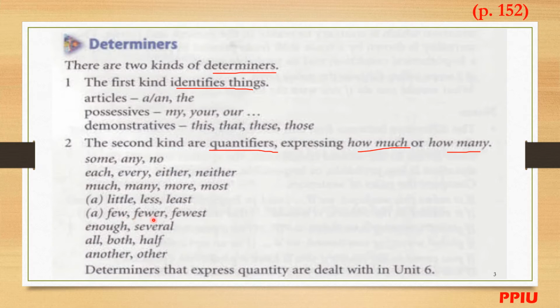A few, one or two things. Enough, or several, all, both, half, another, and other. So we can say all of these are determiners that express quantity, which you have already learned in Unit 6. So in short, there are two kinds of determiners. The first one identifies things. The second one is quantifiers that express how much or how many, like all of these as examples. So we are going to discuss each item briefly.